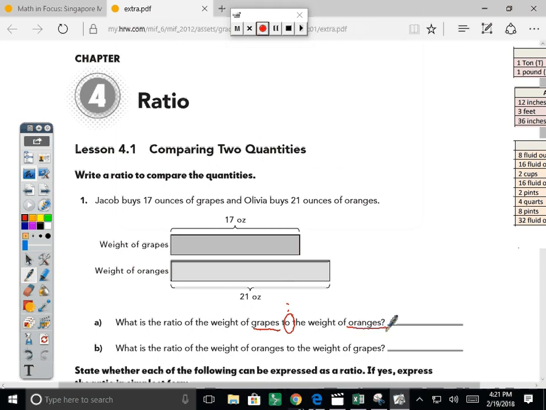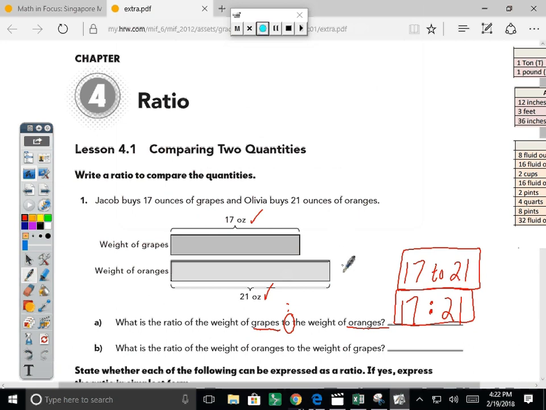So if I were to take the grapes first in my ratio, I could look up at that bar model and see 17 represents the grapes. Next, the weight of the oranges comes from this bottom bar. Looks like 21 ounces. And I can just show a comparison, maybe using a colon. Also remember, we could use the word to. You could maybe even write it as a fraction. However, we try to save the fraction more often for when we know we're comparing a part to the whole. So maybe I was talking about all of this together.